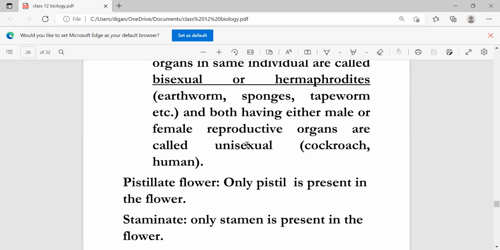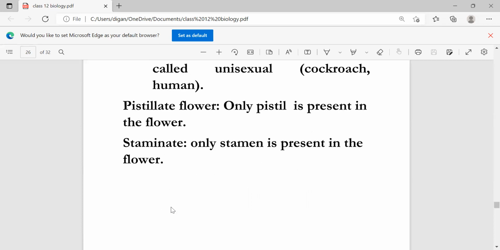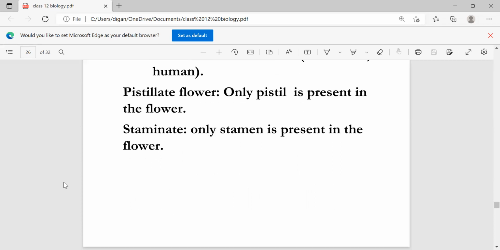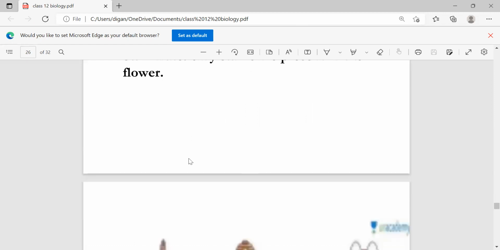those having either male or female reproductive organ only are called unisexual. Next, pistillate flower. Only pistil is present in the flower, means only the female organ is present in the flower, that is called pistillate flower. And if only the male organ is present in the flower, that type of flower is named staminate flower. So you remember pistillate flower and staminate flower.